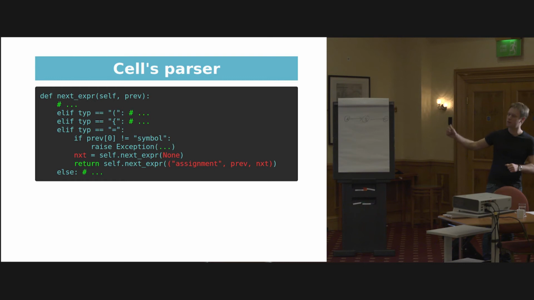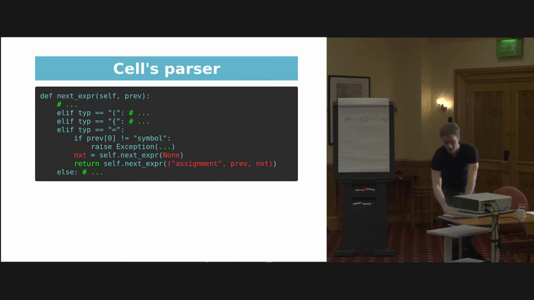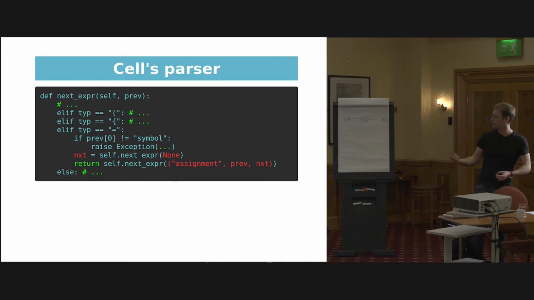So similar to what we saw before, we're in an assignment statement. We need to go and find the stuff that's on the right-hand side of the assignment statement. So we call nextExpr and pass in none because it's independent from the rest of it. Once we've got back the stuff that's on the right-hand side, then we return a syntax tree of type assignment, which has two other parts to it, the thing before the equal sign and the thing after the equal sign. The thing before the equal sign has to be a symbol. The thing after could be any other syntax tree.